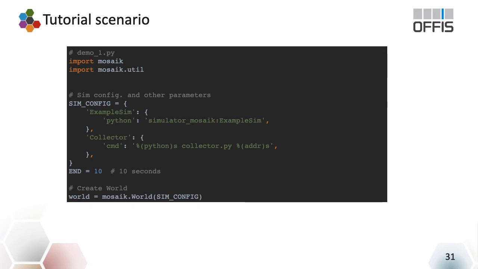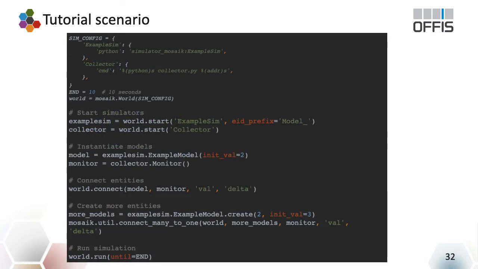Then we create a world. This world takes the sim config. And then after creating this world, we are starting the simulators using this world start. Then we instantiate the models. Here for our example model, we create one model with the init value 2. Then we create the monitor. We connect the model to the monitor.